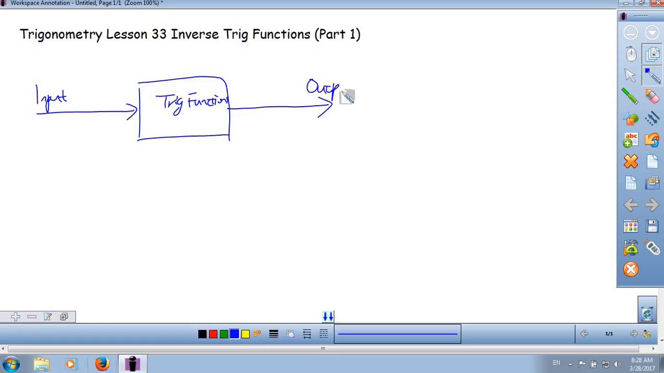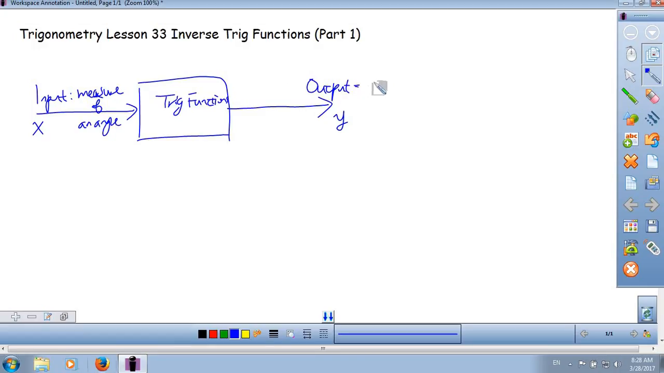Okay, so what do we put into a trig function? Well, what do we put in? The input is usually called x, the output is usually called y. So this is a trig function: sine, cosine, tangent, doesn't matter. The input usually represents a measure of an angle. So the input usually for the trig function represents a measure of an angle.